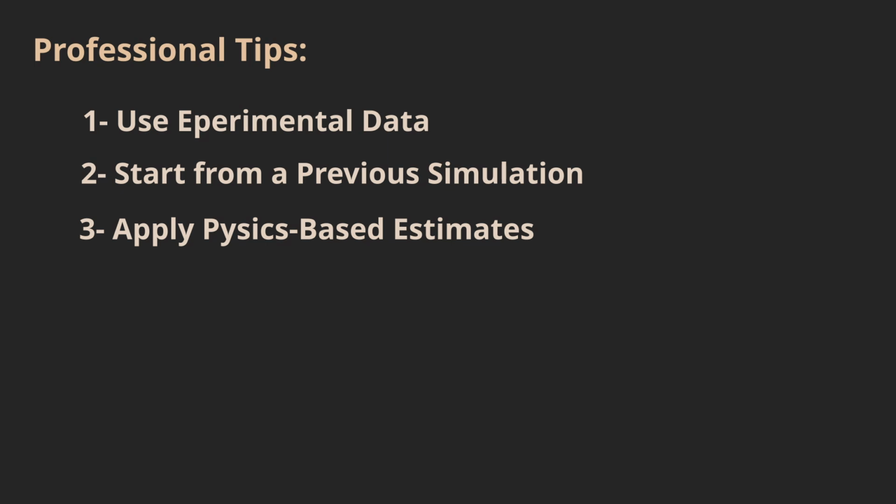Tip number 3. Apply physics-based estimates. When experimental or simulation data isn't available, use theory to estimate reasonable initial values. For example, in laminar pipe flow, you can use a parabolic velocity profile as initial conditions. Tip number 4. Avoid unrealistic values. Initializing all variables to 0 isn't always a safe choice, unless it's physically applicable. For instance, in high-speed external aerodynamics, starting with 0 velocity can lead to instability or longer convergence times. Instead of that, initialize the velocity field using the freestream velocity to give the solver a head start.